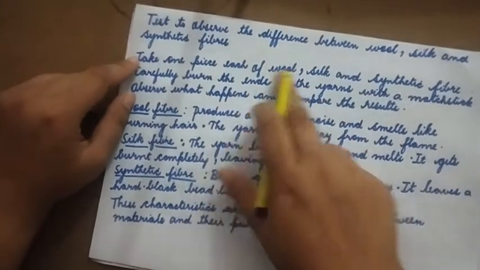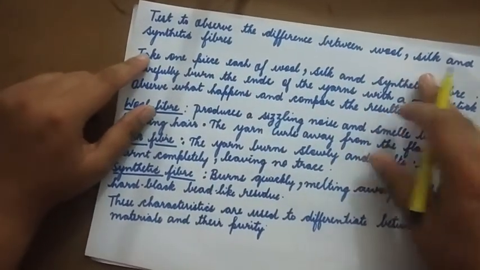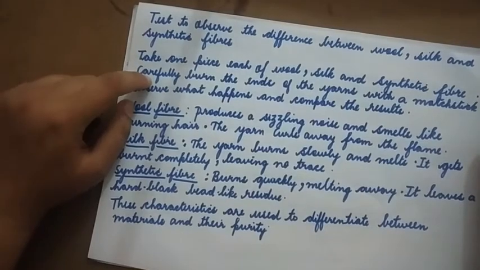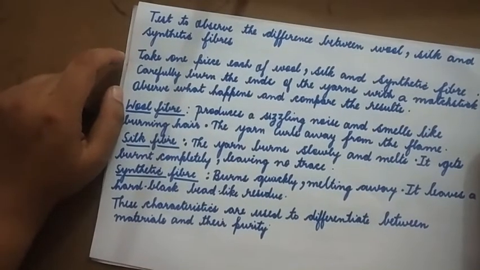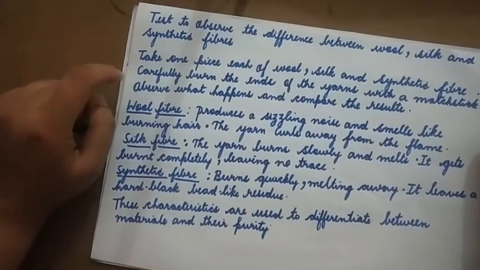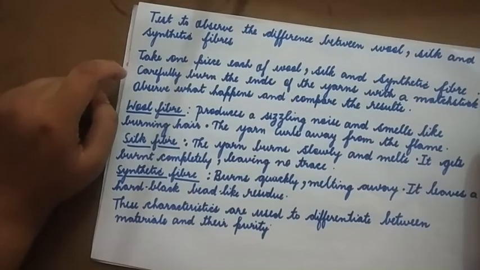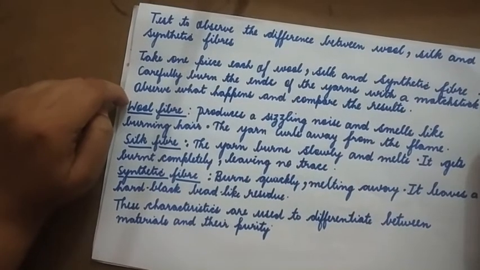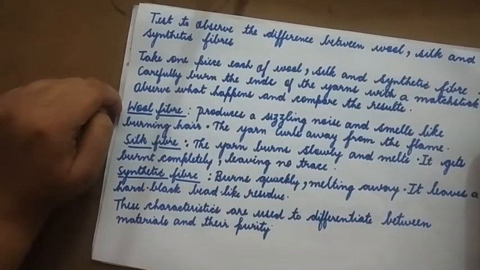Next. Test to observe the difference between wool, silk and synthetic fiber. Take one piece each of wool, silk and synthetic fiber. Carefully burn the ends of the yarn with a matchstick. Observe what happens and compare the results.